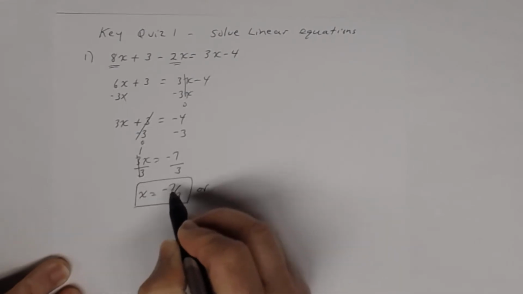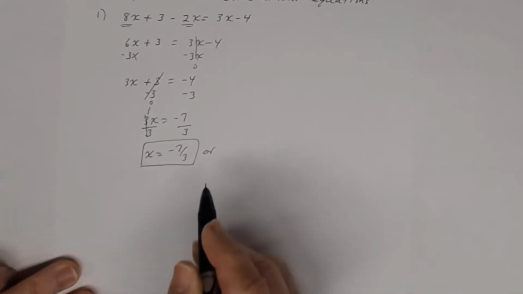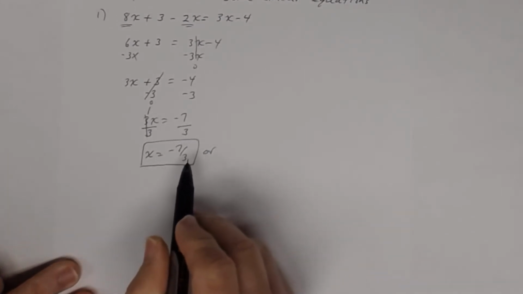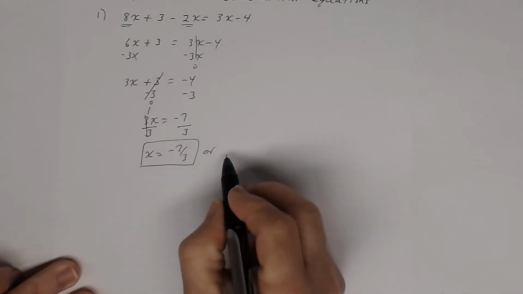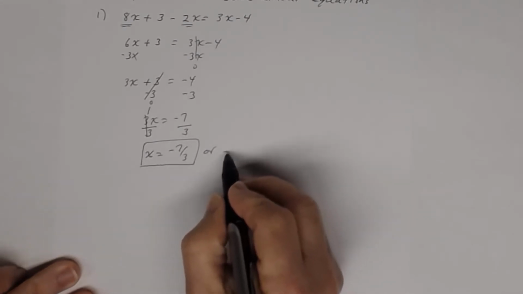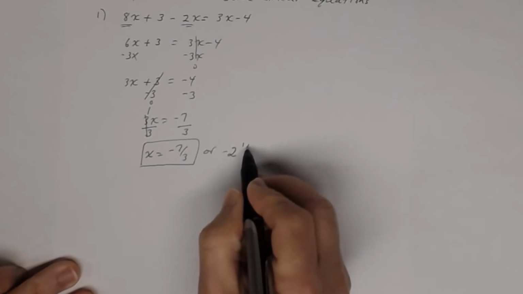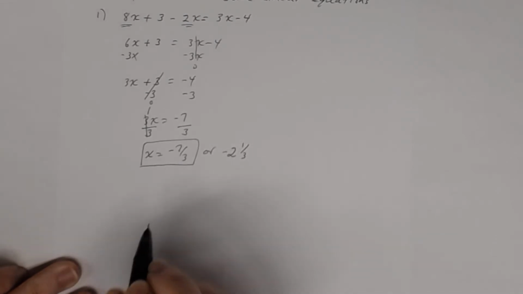Now, if you want to write this as a mixed number, you can, but don't write as a decimal. So either leave it as an improper fraction or change it to a mixed number. And as a mixed number, this would be negative 2 and 1/3. All right, so that was number one.